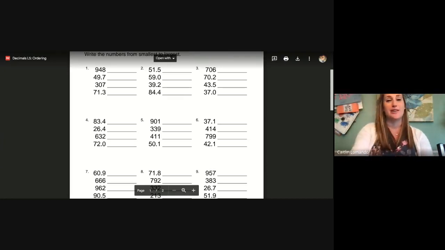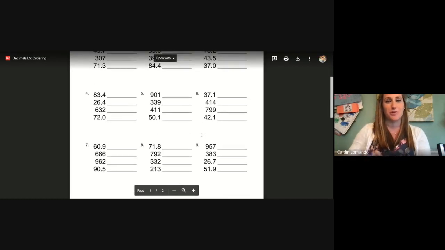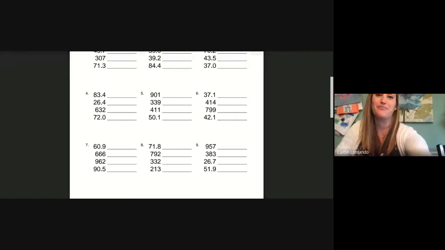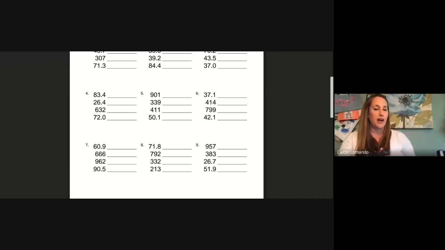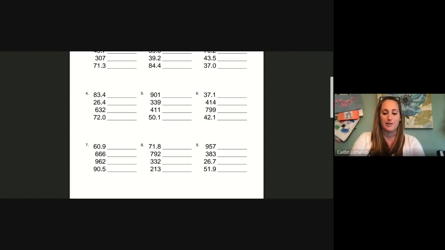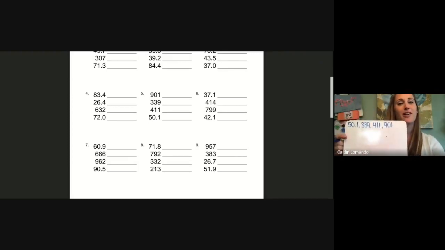Let's go ahead and try number 5. We have, oh my gosh, we only have one number with a decimal there. That's easy. For number 5, we have 901, 339, 411, and 50 1/10. Let's pause and write them in order. Did you get what I got? Our smallest is 50 and 1/10. Then comes 339, followed by 411, and our largest number for set number 5 is 901.